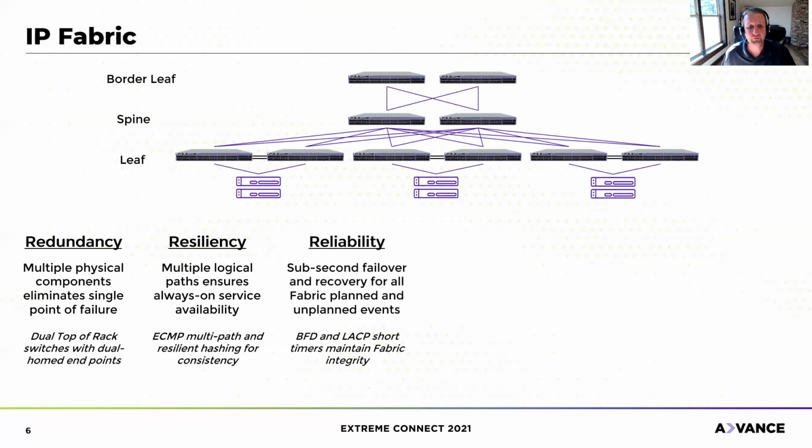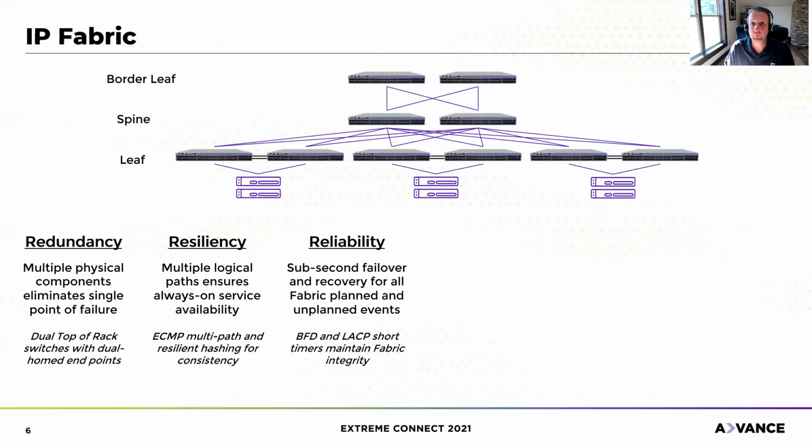Then we go to the third R, reliability. Reliability is, in this case, sub-second failover and recovery for all planned and unplanned events. There are a lot of different ways that we can achieve reliability. In this case, I'm talking about BFD, bidirectional forwarding detection, and LACP short timers. We want to make sure that we can maintain the integrity of the fabric itself and that the fabric is very reliable. Failures are going to happen, so we want to make sure that we have fast failover, fast recovery.